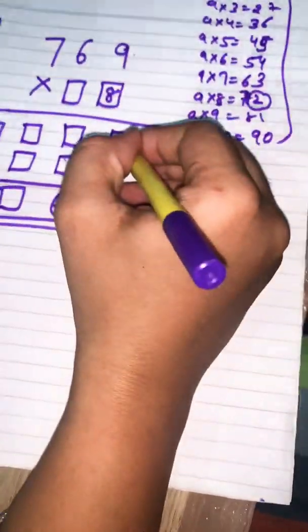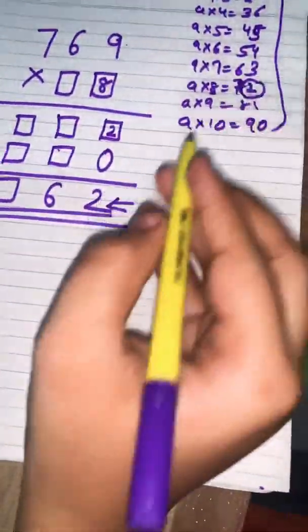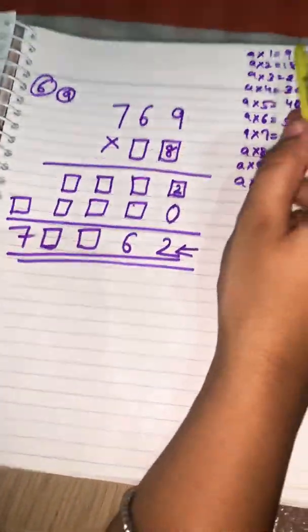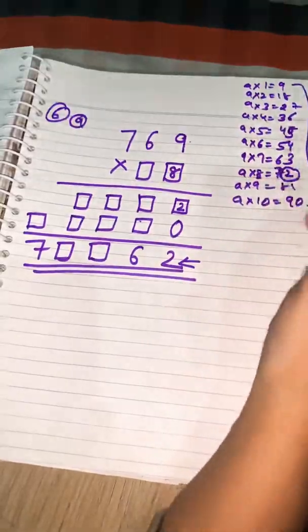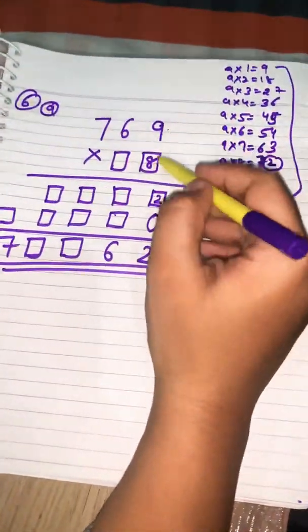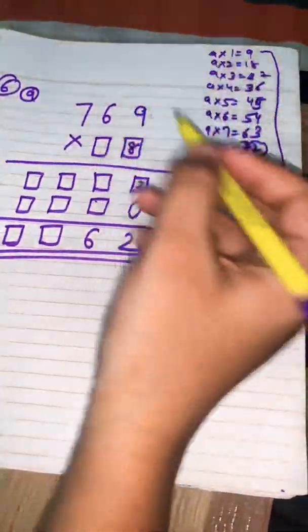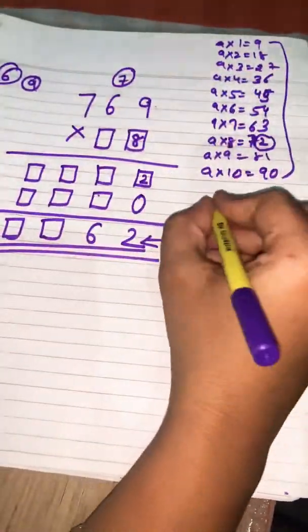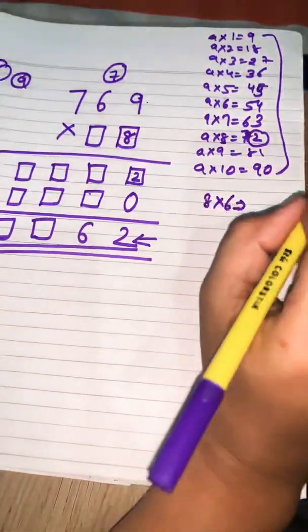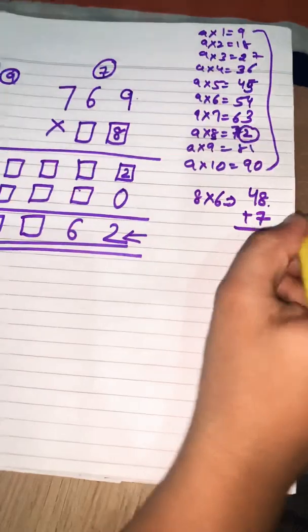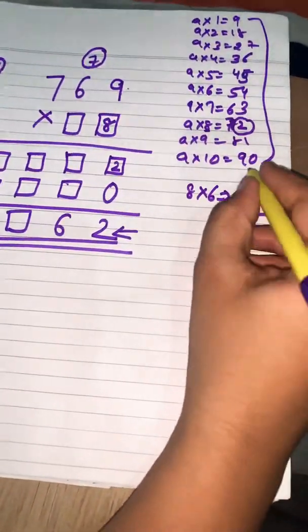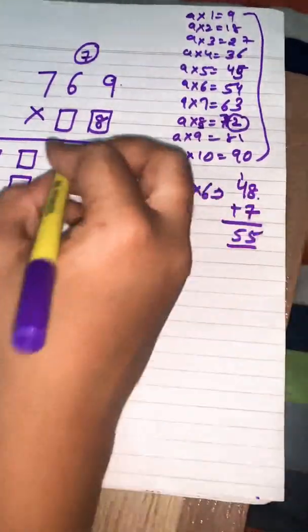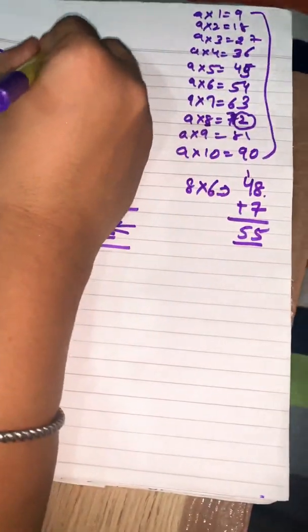9 into 8 is equal to 72. Only then we get 2 here. Otherwise we don't have any number from which we multiply the 9 to get 2 here. So we have 2 here and 7 is the carry. 8 into 6 is equal to 48. We add this carry digit to it and it becomes 55. We write this 5 here and this 5 is again the carry.